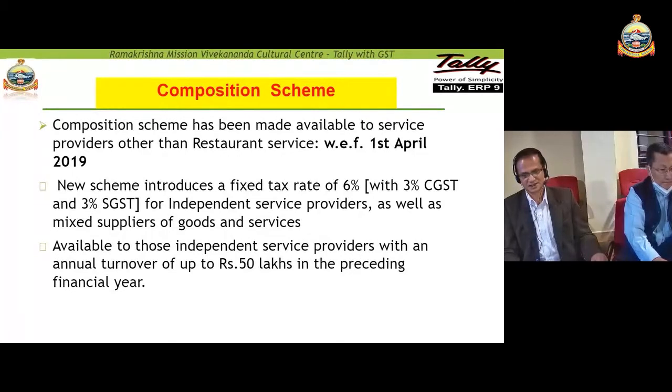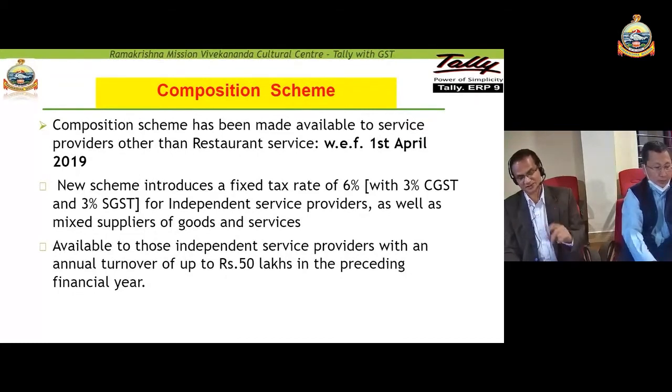And this is available for those who have not crossed 50 lakhs, not 75 lakhs or 1.5 crore as for suppliers of goods. For the service sector, restaurant service will be paying 5% of the GST, that means 2.5% CGST and 2.5% SGST. But for other service providers, who are individual and independent service providers, they can avail it till 50 lakhs, but they will have to pay 3% CGST and 3% SGST.